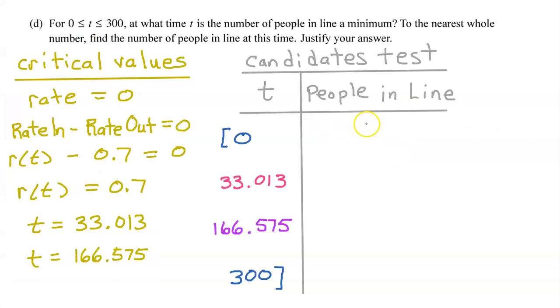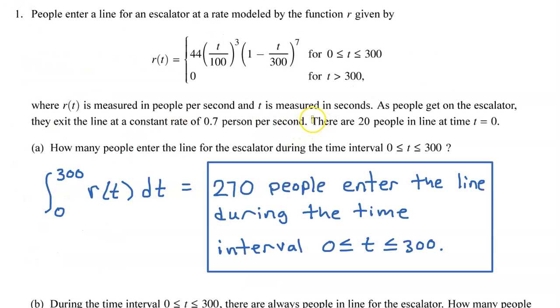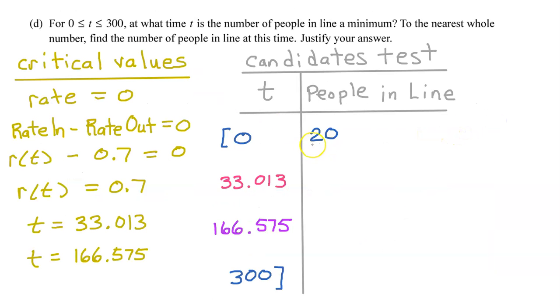For the candidates test, we need to find the number of people in line at the endpoint times 0 and 300, and the number of people in line at the critical value times that we just found. In the setup of the problem, we are told that there are 20 people in line at time t equals 0. So the first value is given.